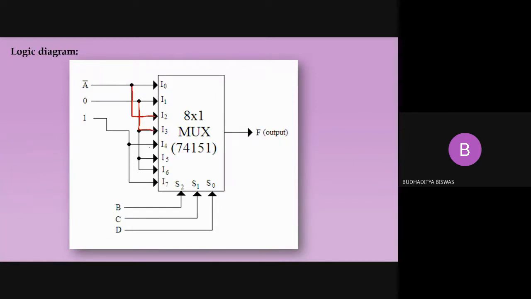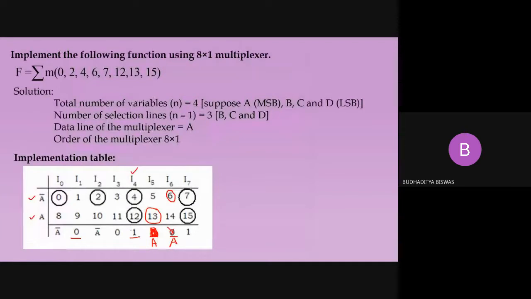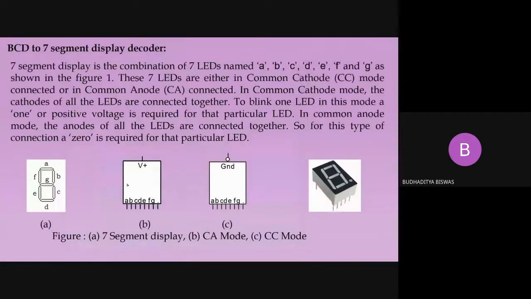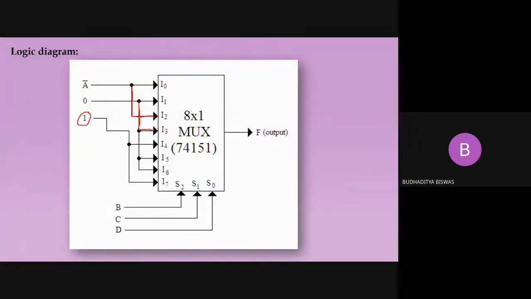Then some mistake is also there. I4 is connected to 1, a logic one. I5 is connected to A. That is the wrong connection, so I5 should be connected to A.